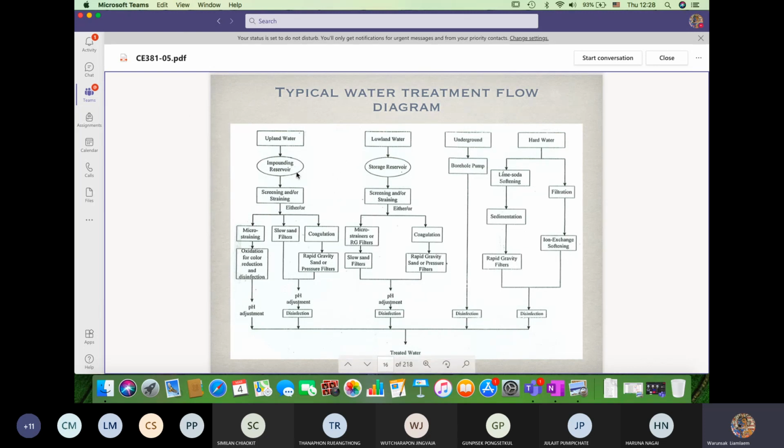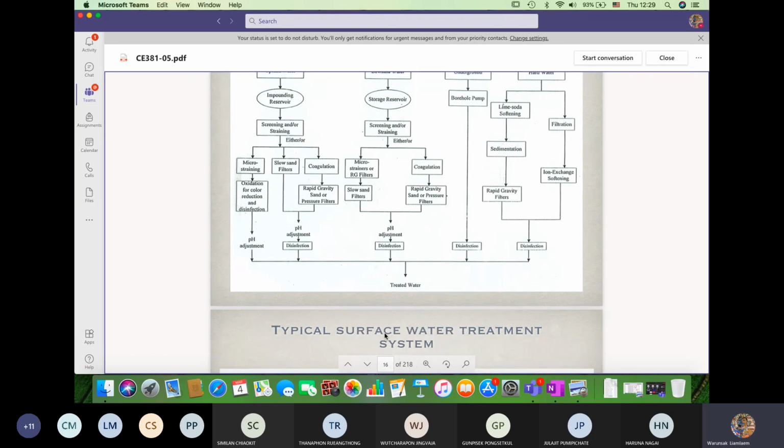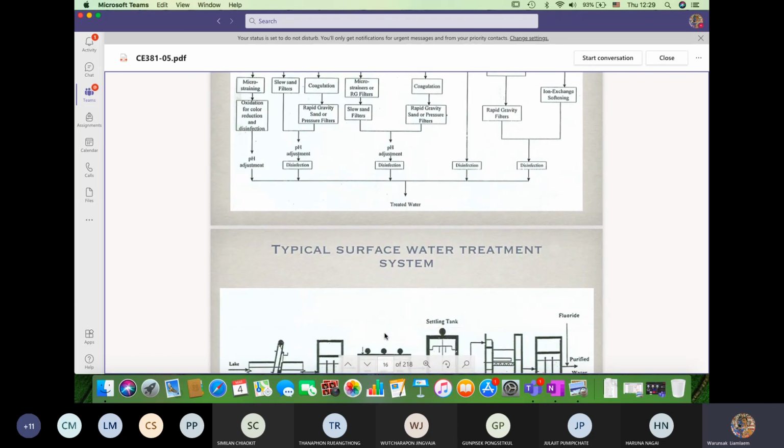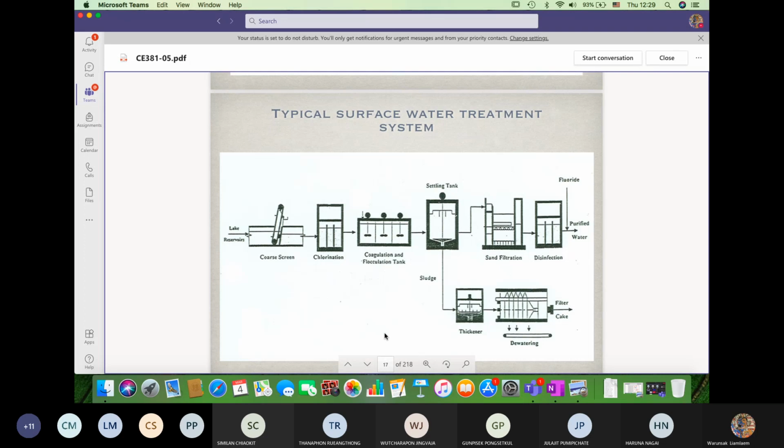For other types of surface water, upland and lowland: the quality of uplands is expected to be better than the lowlands. So some processes may not be required, but for the lowlands, all the processes are required, up to disinfection, before sending the treated water to the community.